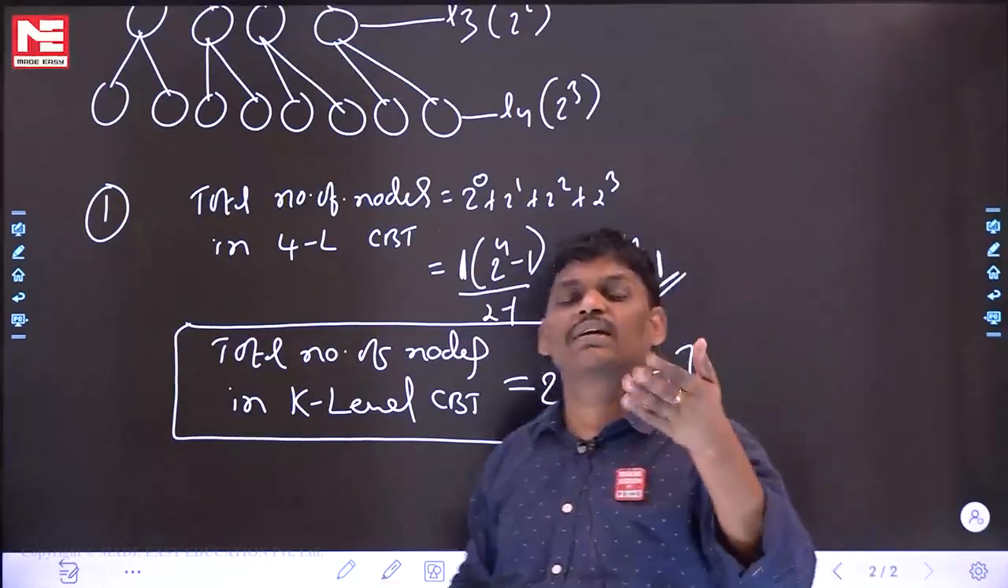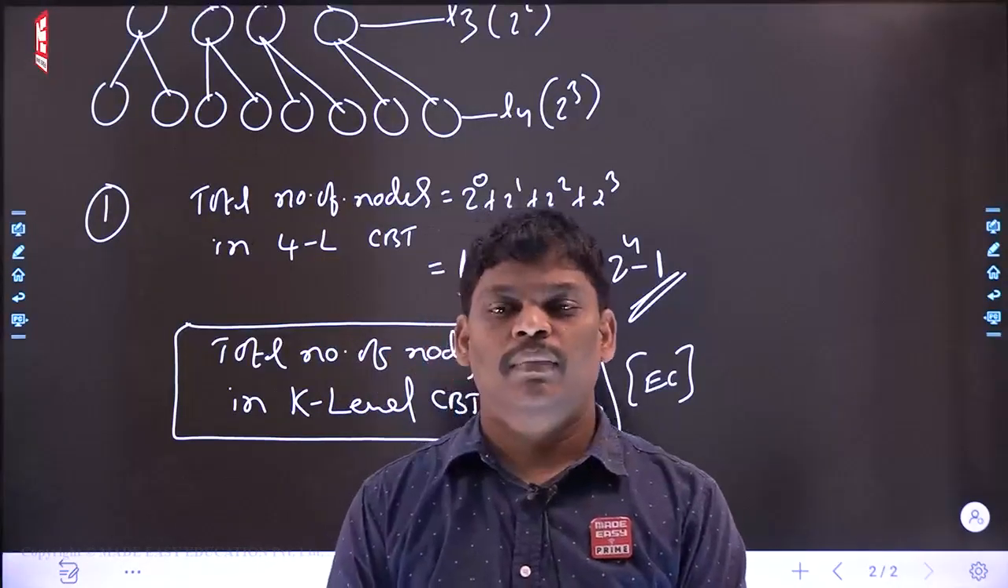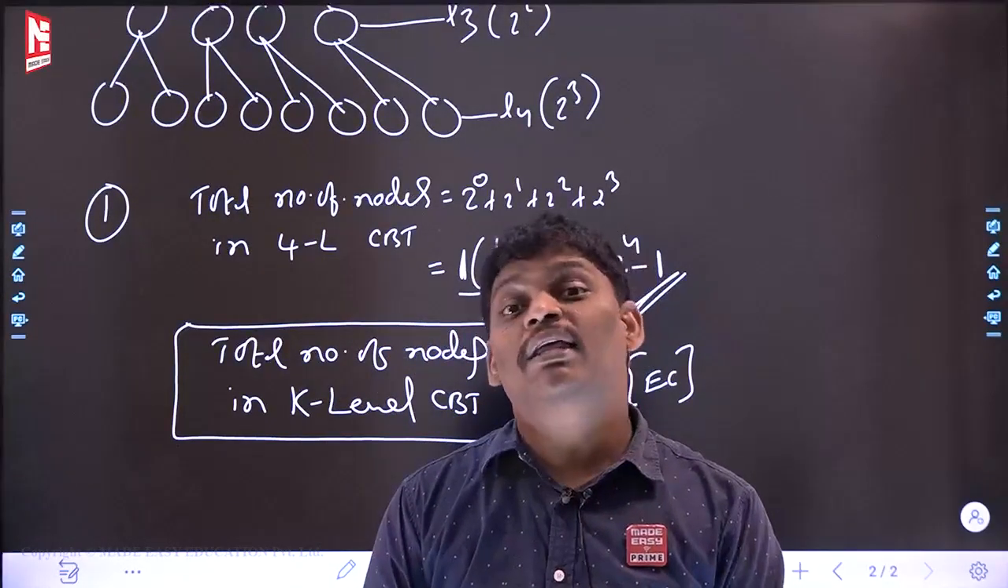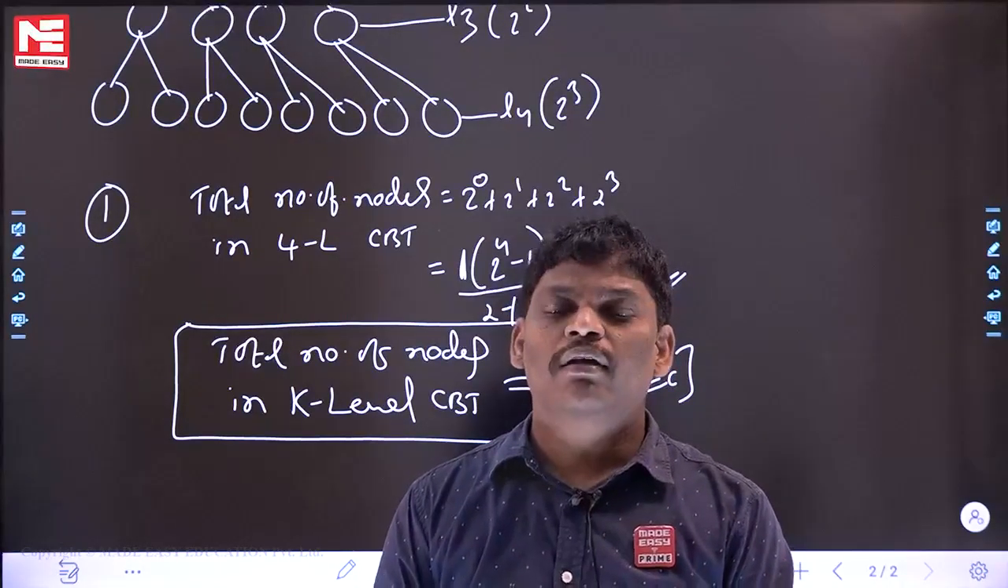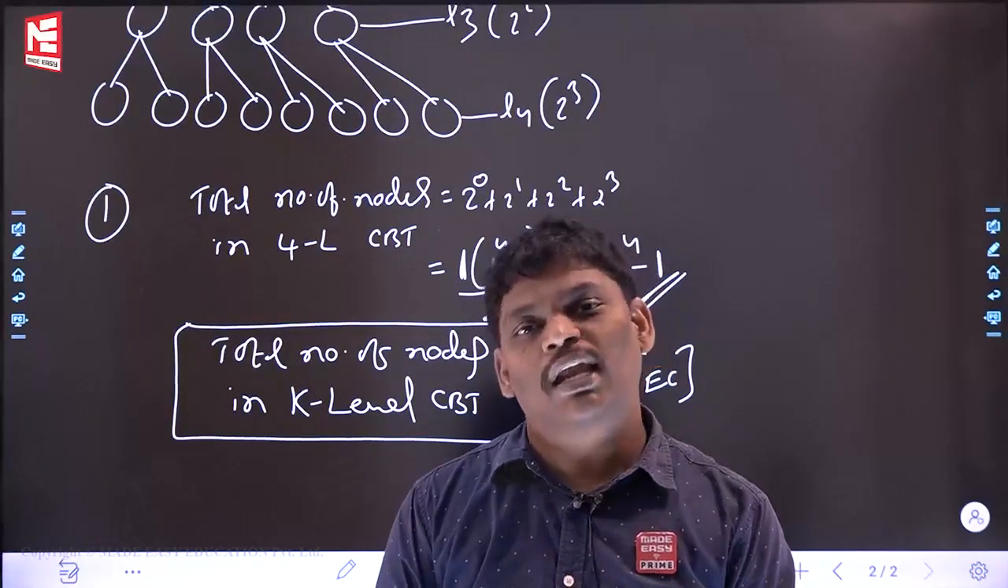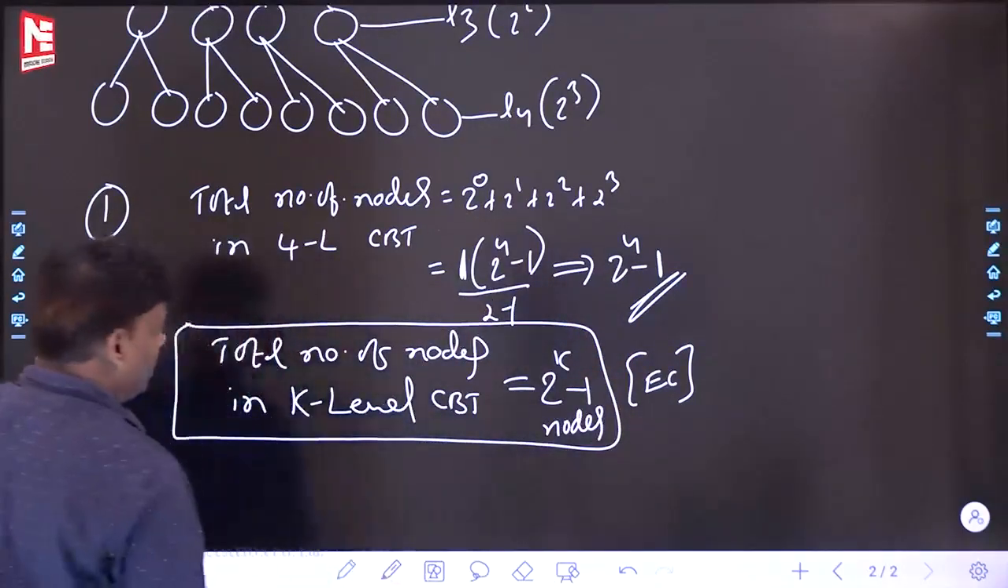Now the interesting answer. How many minimum nodes does a K level binary tree contain? Because K levels are required, every level keeps 1, 1, 1, 1. So K levels, I think K, right? Let me write it now.